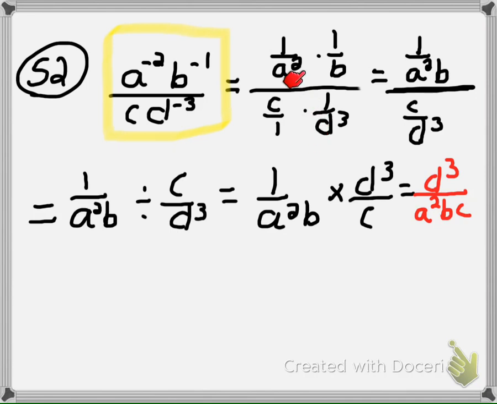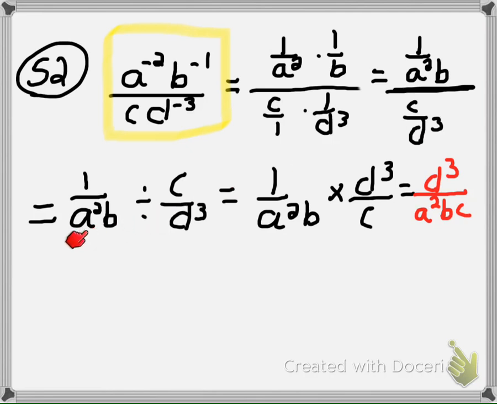Now I'm going to simplify again. I'm going to multiply top times top up here, and bottom times bottom up here, so that all of this is a simplified expression. Okay? 1 times 1 is 1. A squared times b is a squared b. On the bottom, c times 1 is c. And 1 times d to the 3rd is d to the 3rd. So now this problem reads 1 over a squared b divided by c over d to the 3rd.